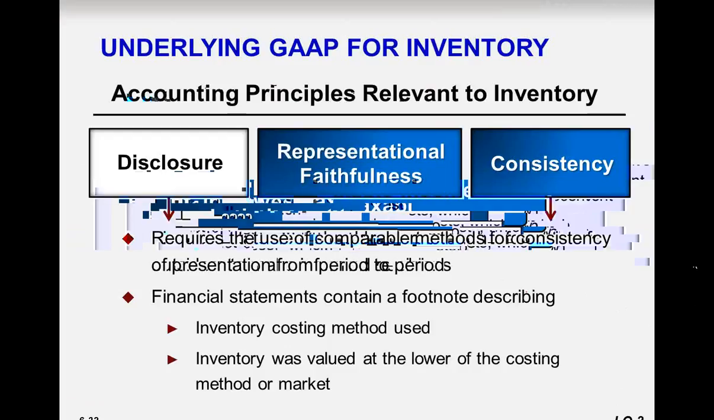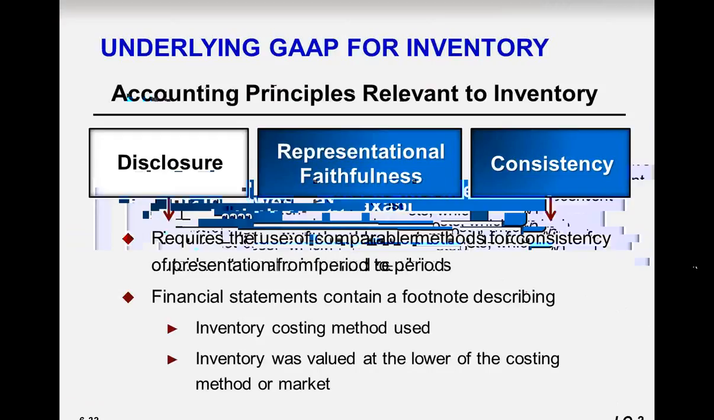Lower of cost or market requires that inventory be reported in the financial statements at whichever is lower, the inventory's historical cost or the market value. Keep in mind that the historical cost is what we paid for the inventory plus any shipping cost to get it in, plus any taxes or insurance we paid, the total cost. That's our historical cost.